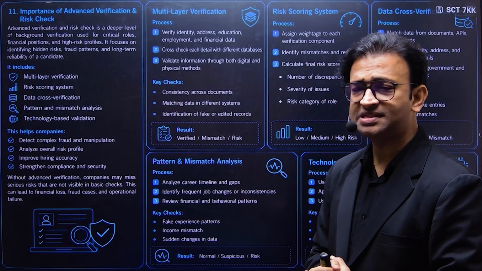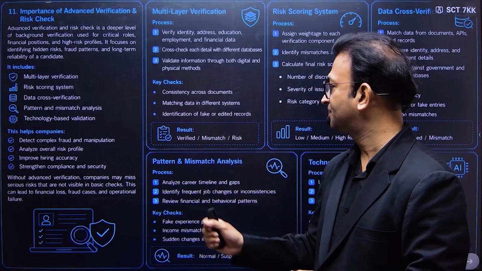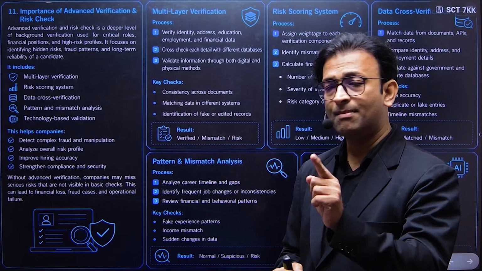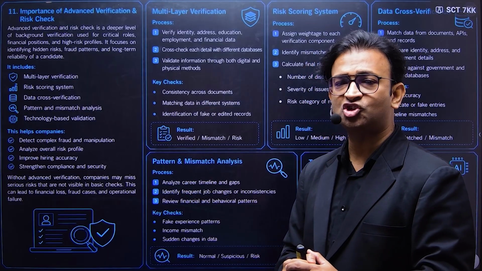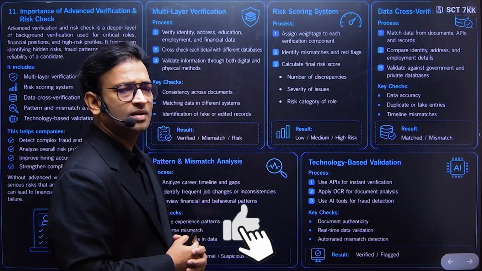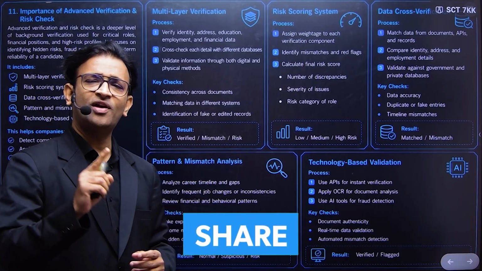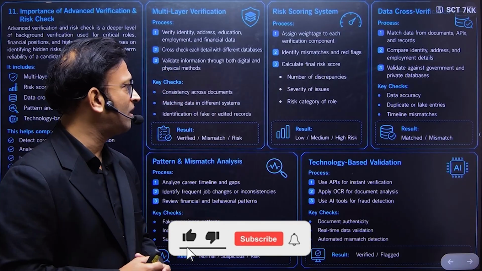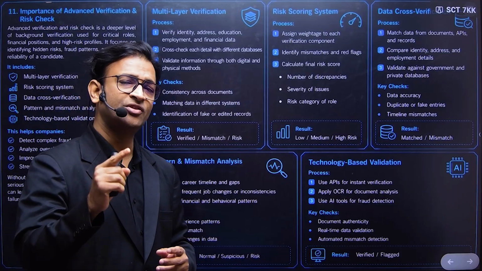Pattern and mismatch analysis. What is the process? Analyze career timelines and gaps, identify frequent job changes, and review financial and behavioral patterns. Key checks: fake experience patterns, income mismatch, and sudden changes in basic data. Risk scoring system: the process includes assigning weightage to each verification component, identifying mismatches and red flags early on, and calculating the final risk score based on number of discrepancies, severity of issues, and risk category of role.